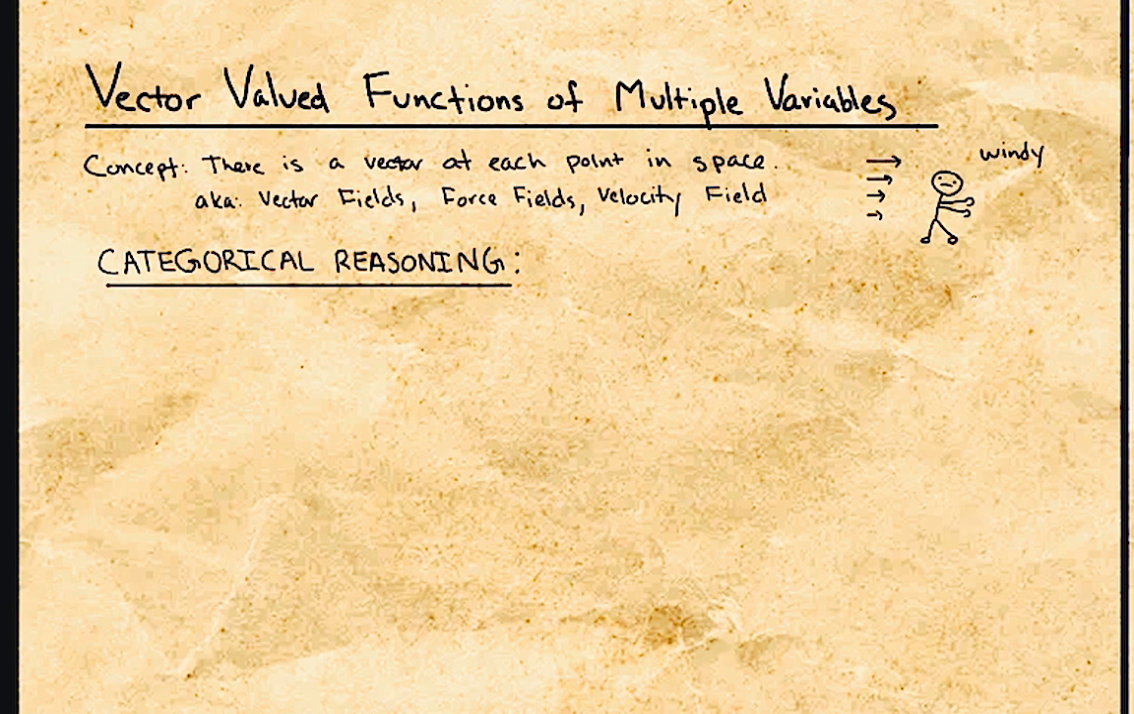This idea is very intimidating because we can't draw a graph, because I would need to draw an arrow at every point in space. Something that makes me feel better about it, and makes it not as scary, is to break down these objects by what category they're in. You should be able to identify what type of thing you're talking about by the dimension of the input and the dimension of the output.